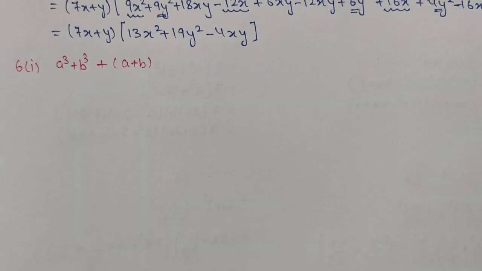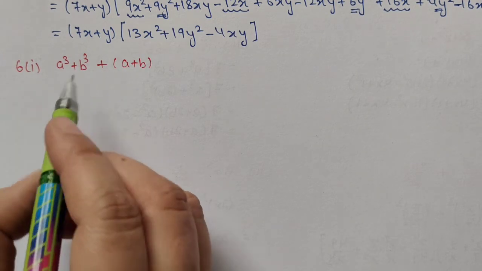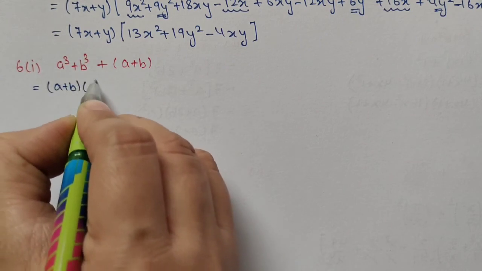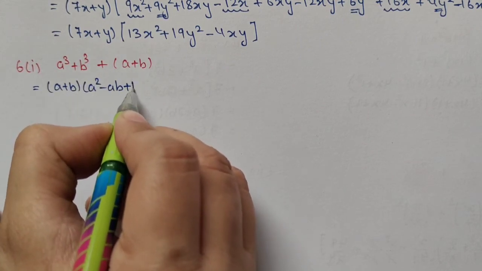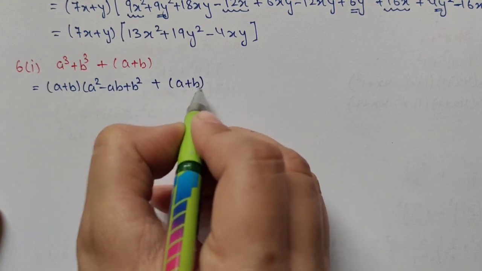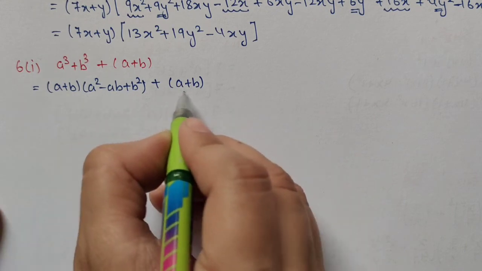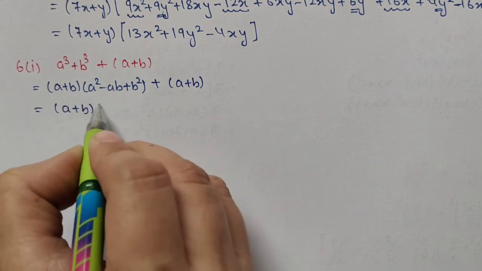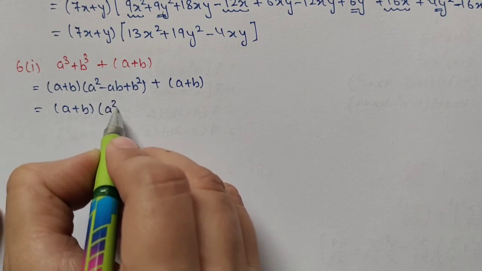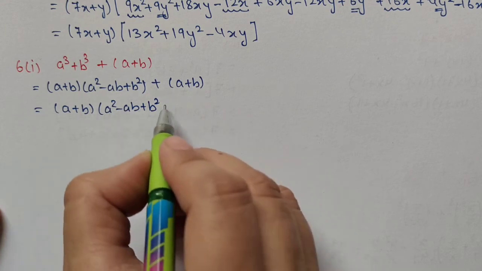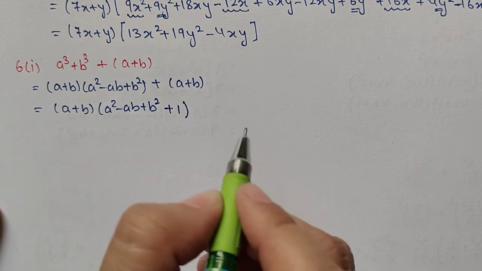Sixth question, first part: a³ + b³ + a + b. First we will apply the formula here. This we can write as (a + b)(a² − ab + b²), and this second one as it is, a + b. Now from here and here, a + b we can take out common, and the second bracket will have a² − ab + b², and from here, since everything is taken out, plus 1 will be remaining.